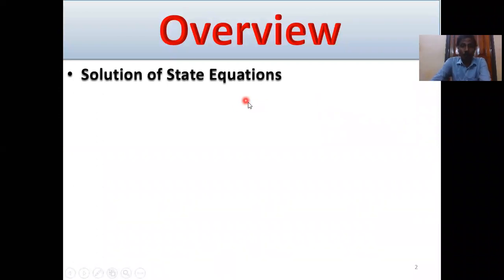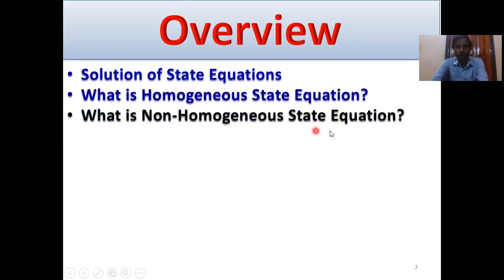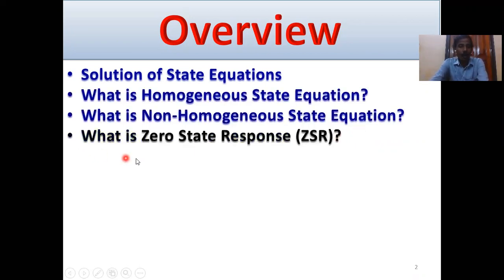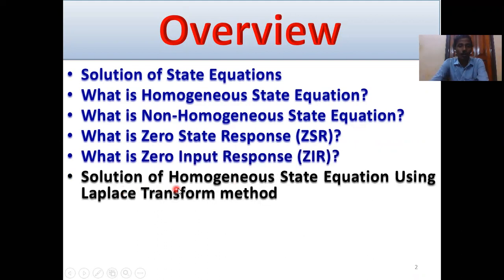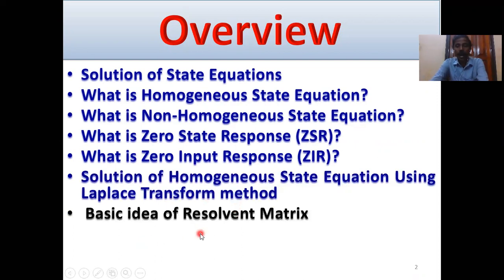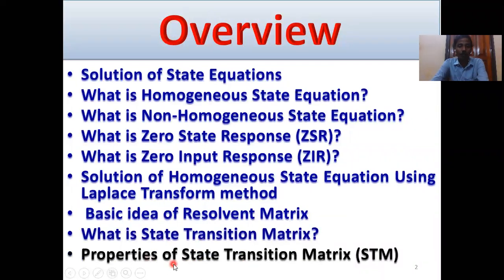Overview. Solution of state equations. What is a homogeneous state equation? What is a non-homogeneous state equation? What is zero state response? What is zero input response? Solution of the homogeneous state equation using the Laplace transform method. Basic idea of the resolvent matrix. What is the state transition matrix and the properties of the state transition matrix.